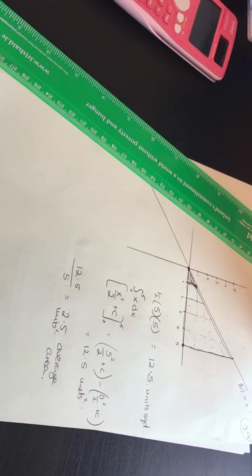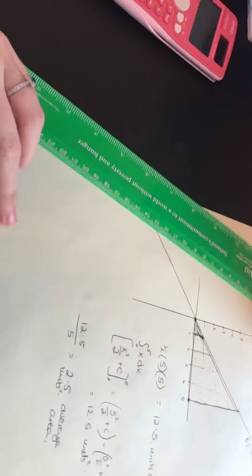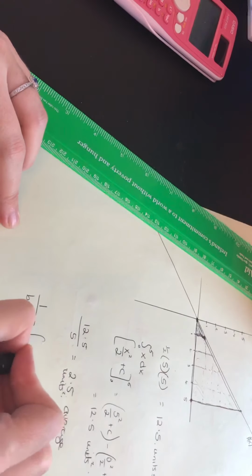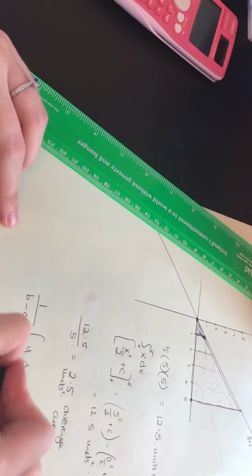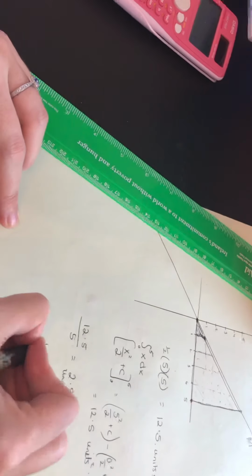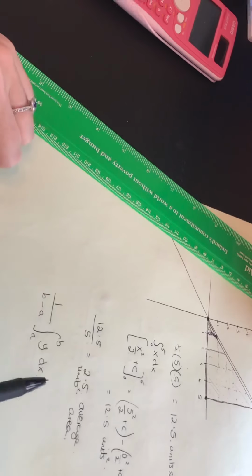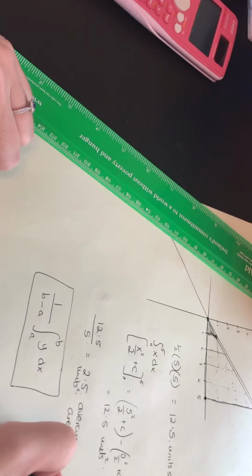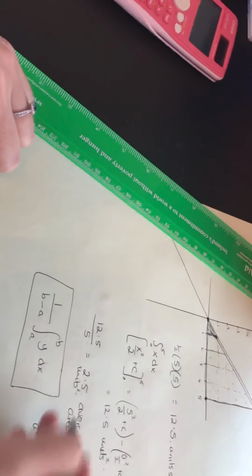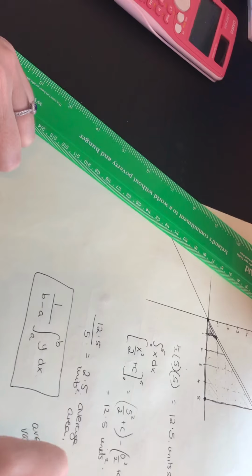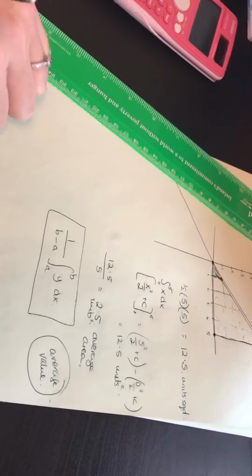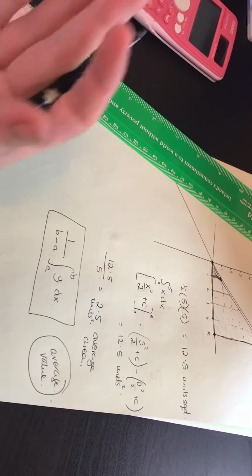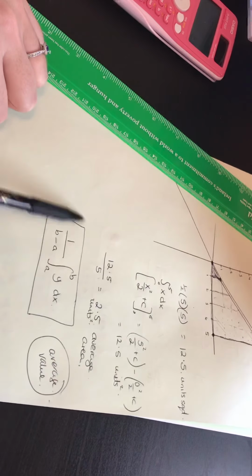The formula that you see looks like this. So this is actually the formula that you use for the average value, or in this situation, we're talking about the average area. It's the average value formula. So if they ever ask you, in a differentiation or integration question, what's the average? Well, you can use this formula to find it.